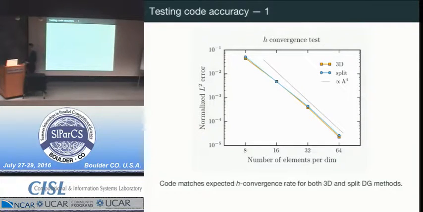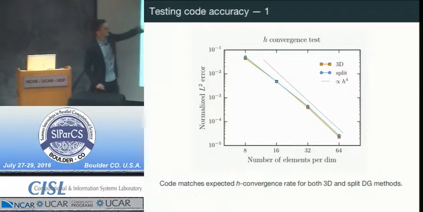With this order of discontinuous Galerkin method, I expect 4th order convergence. That's the gray line, and you can see we are parallel to that line. So that means we are performing as expected. And you can also see that the 3D and the split methods are very close to each other. So far, this is looking good.